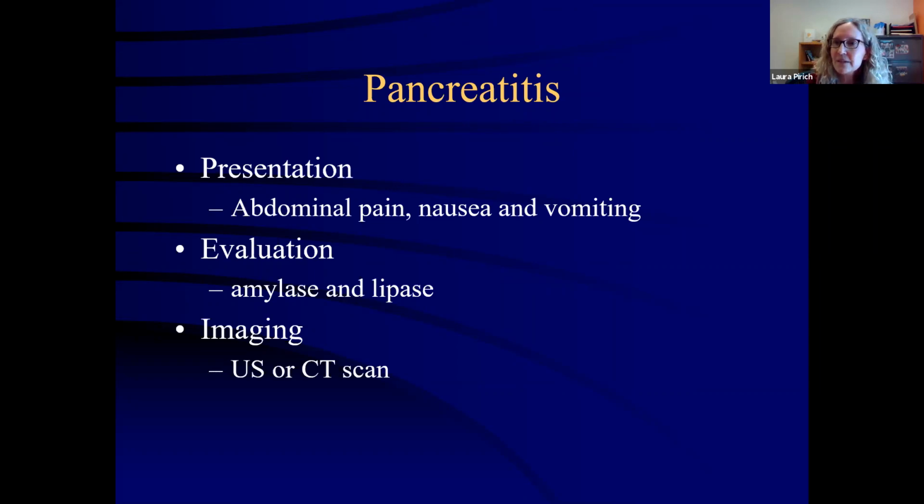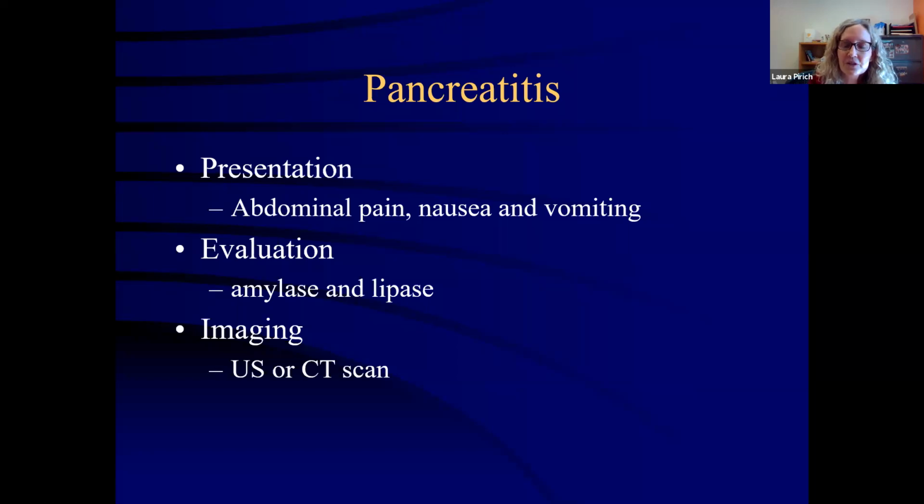Where they are in their treatment is important. So if someone got asparaginase 2 days prior to coming in and they now have abdominal pain, nausea, and vomiting, then you really need to think about pancreatitis as being on your differential diagnosis. And laboratory-wise, it's pretty easy, right? You're going to get an amylase and a lipase, so it's pretty easy to diagnose pancreatitis once you think about it.